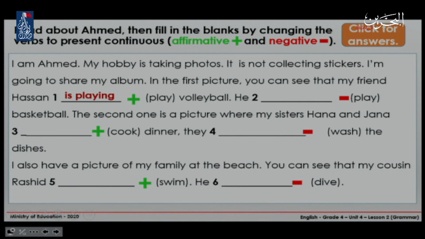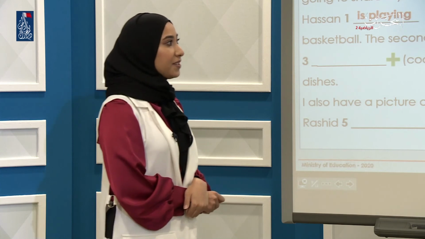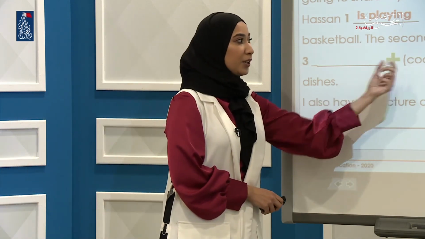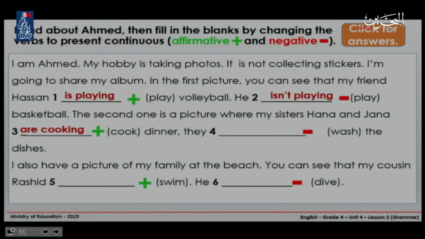He, again we have the verb play, but here you have to use the negative form. Very good. He isn't playing basketball. The second one is a picture where my sisters Hannah and Jenna, here we have the verb cook, and you have to use the affirmative form. Very good. My sisters Hannah and Jenna are cooking dinner. They, we have the verb wash, and you have to use the negative form. Excellent. They aren't washing the dishes.